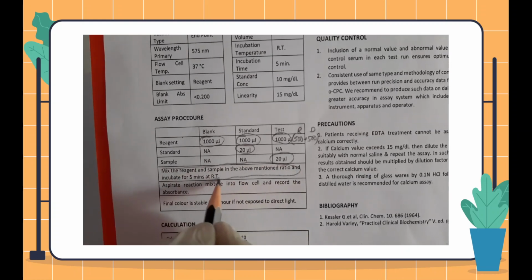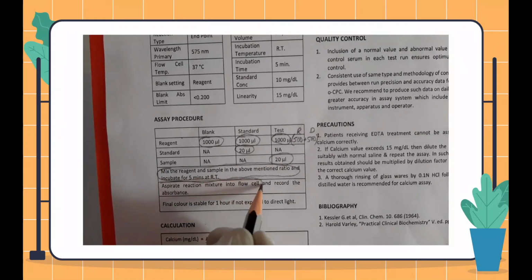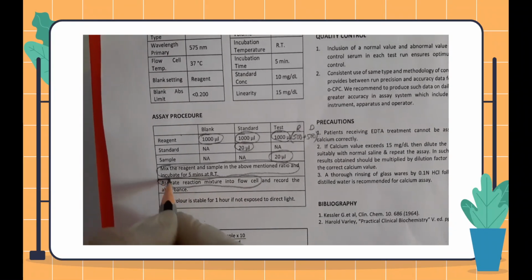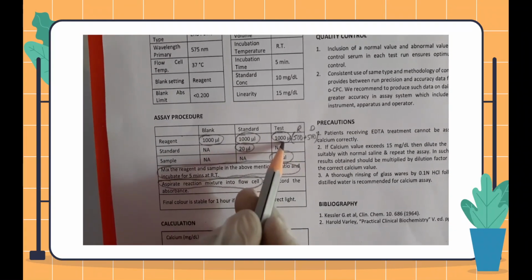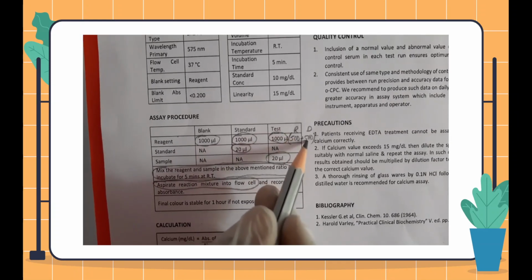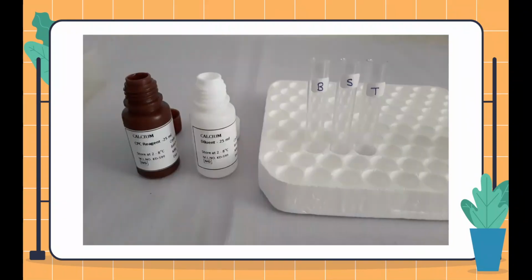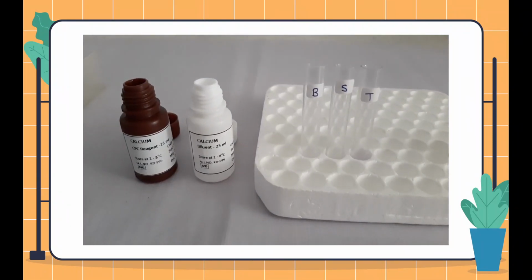After the incubation, we need to aspirate the reaction mixture into the instrument and take the absorbance. To prepare 1000 microliter of working solution, we need to take 500 microliter of reagent and 500 microliter of diluent. So now we will prepare the working solution.